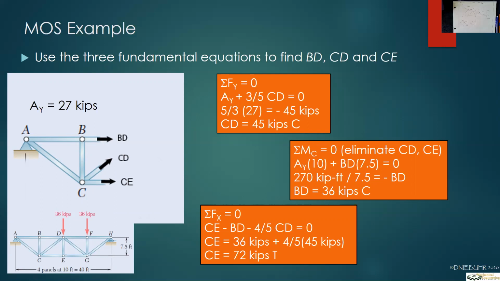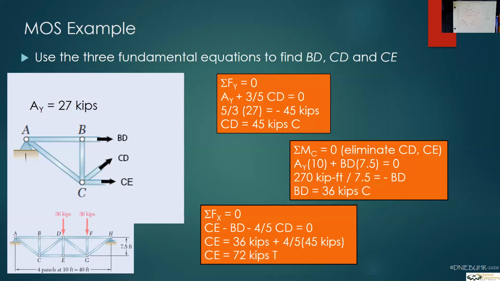And then we have a distance of 7.5 for BD. So we plug in the 27 kips times 10 gives us 270 kip feet divided by 7.5. That equals a negative BD. So BD ends up being 36,000 pounds in compression.